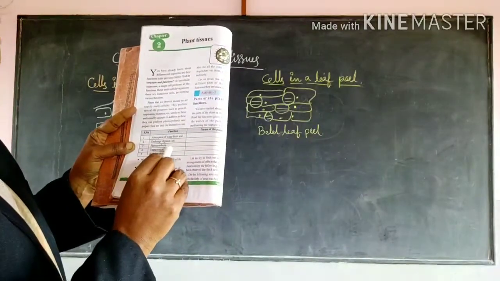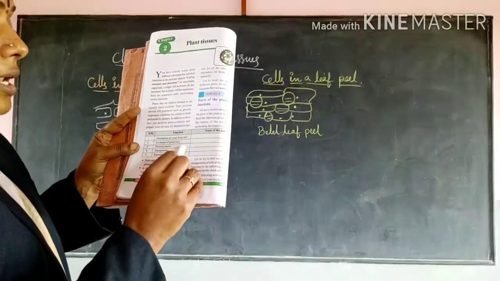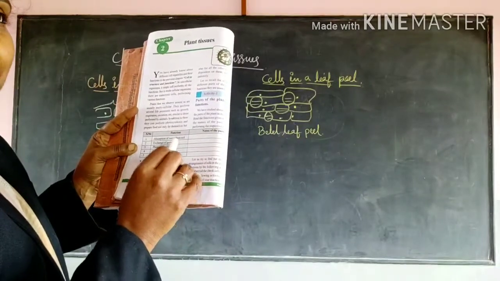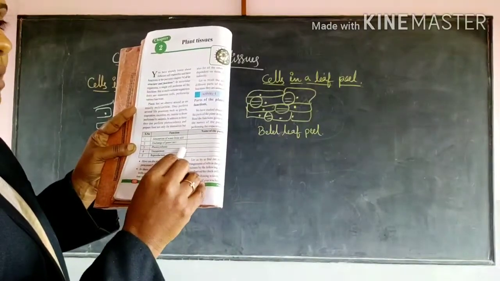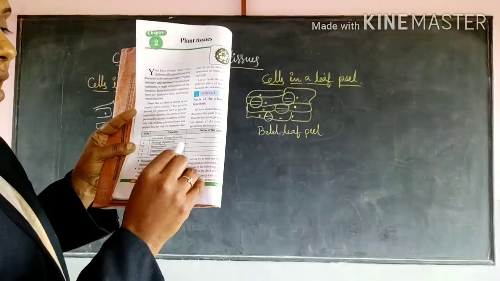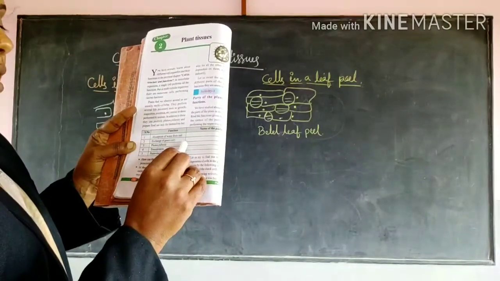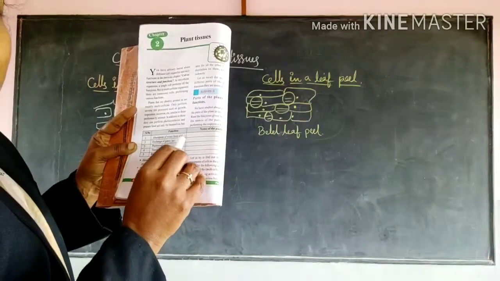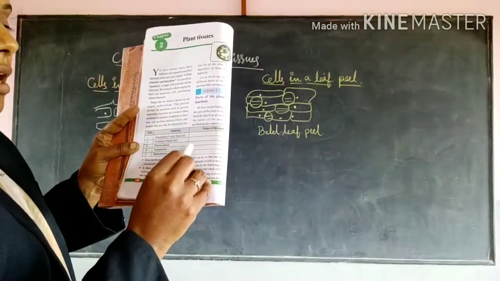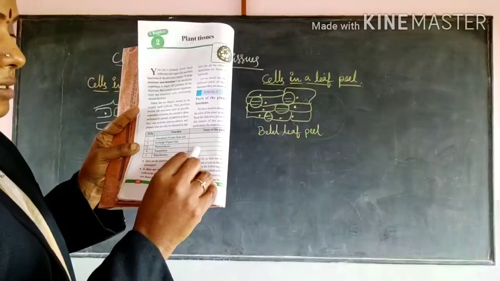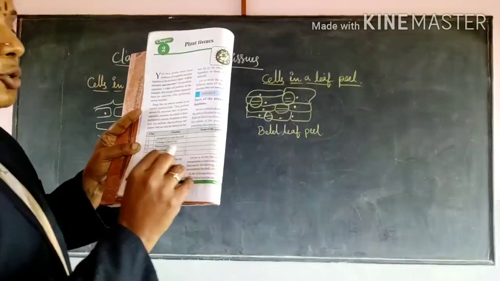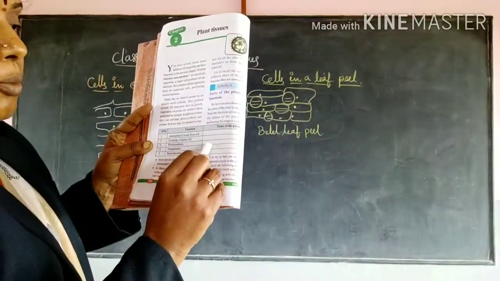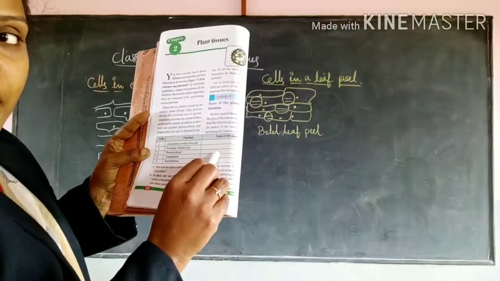Next, transpiration. You have already learned transpiration in 6th class. The excess water present in the leaves evaporating through stomata is called transpiration. I already explained it to you in 6th class. Transpiration also takes place only through stomata present in leaves.